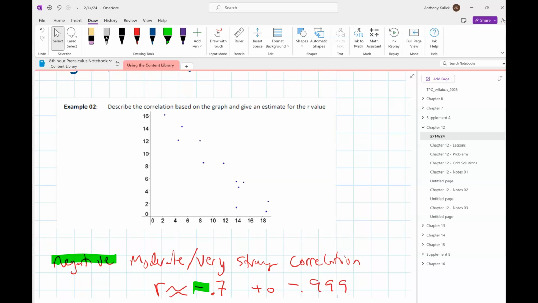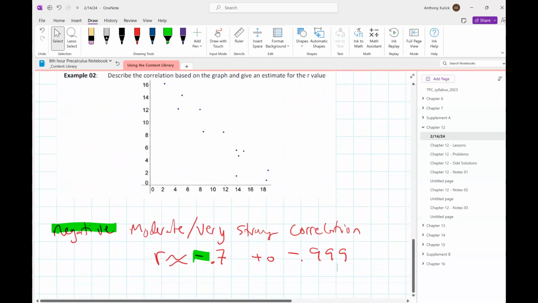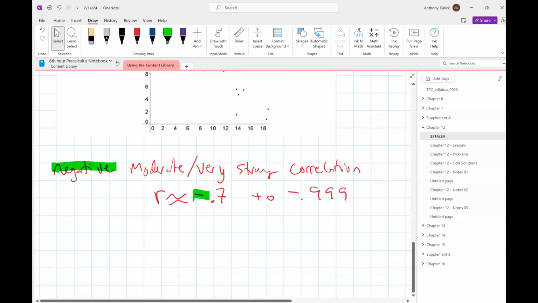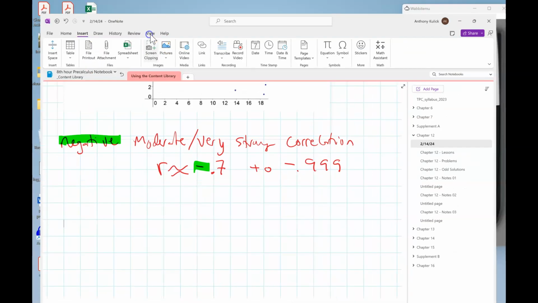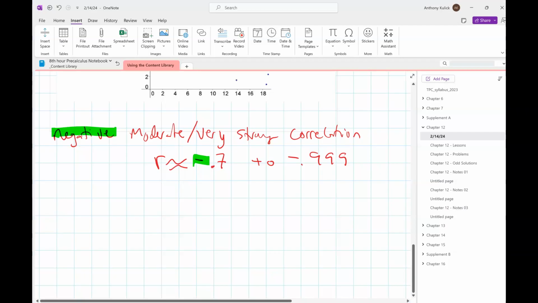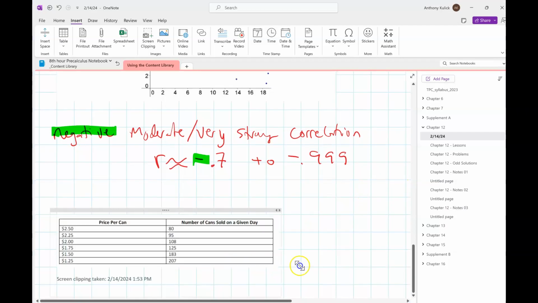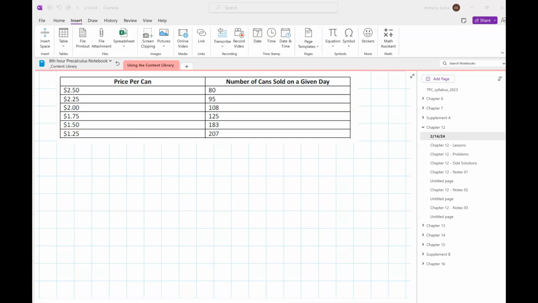Now, in practice, we can do a lot better than just looking at a picture and guessing at the correlation, right? Let's show you how to get the actual number for that. And we can do some other stuff along the way. So here, we're going to be using our calculator. If you don't have your calculator out yet and powered up, get it out and get it powered up, because that's what we're going to be doing.